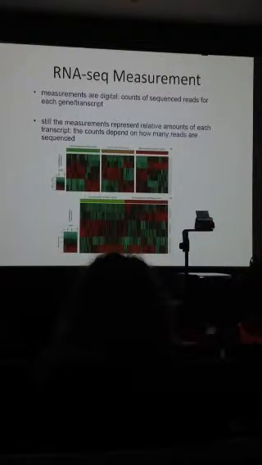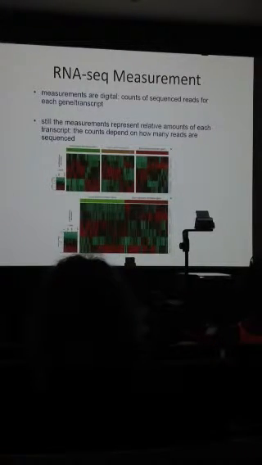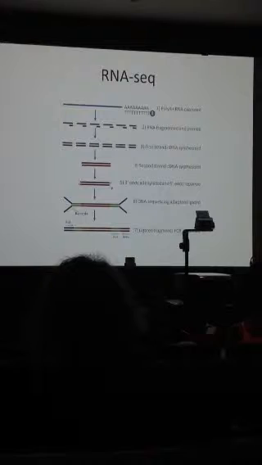Any questions about that? But again, you can ask the same types of questions. Yes? I have a question about the previous slide. How specific are those adapters that you attach to the DNA? Right. So you attach these so that you can do two things.